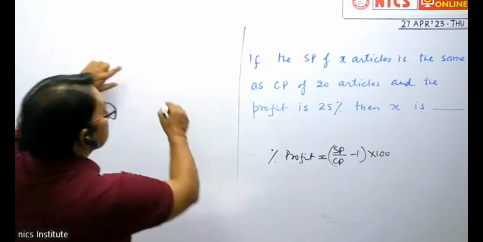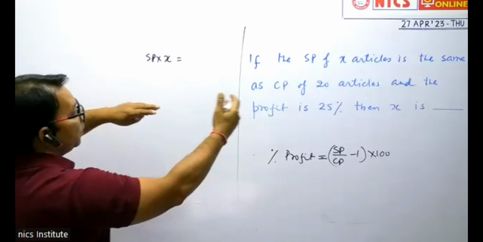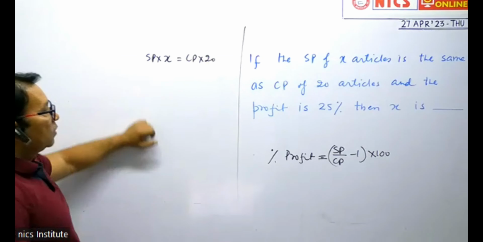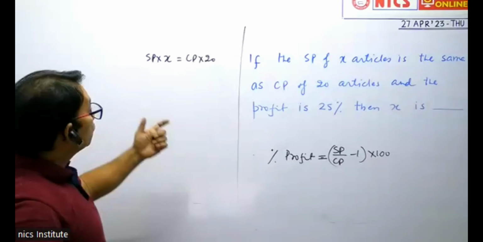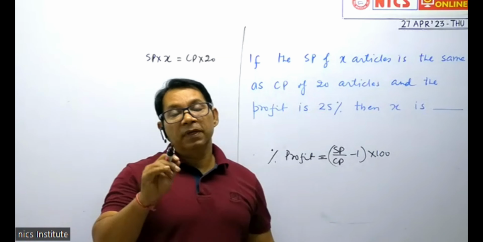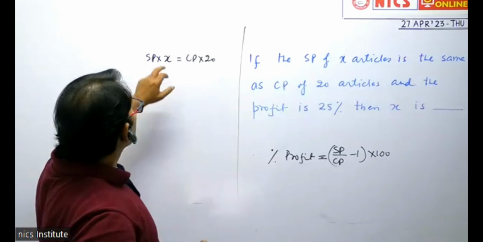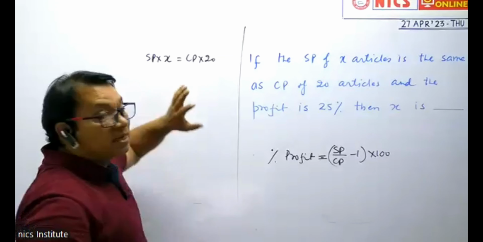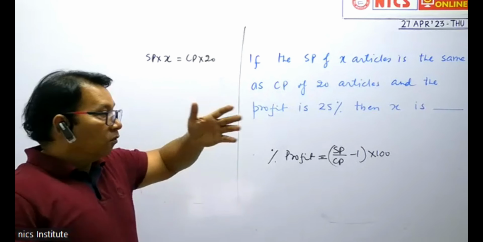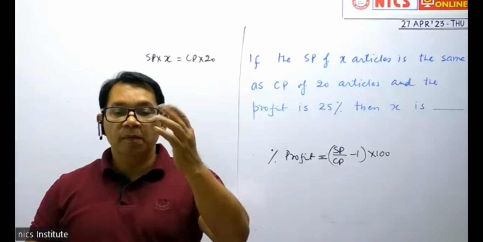SP of X articles equals the CP of 20 articles, that means CP into 20, and there is a gain, a profit in percentage. So it's quite obvious that the number X has to be less than 20. Then only there will be a profit. So if out of the four options two options are more than 20, those will be wrong.